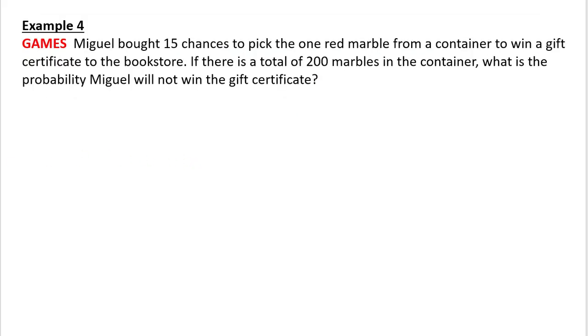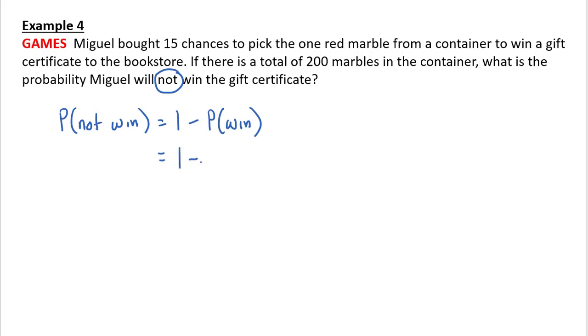So here, in this example, Miguel bought 15 chances to pick 1 red marble from a container to win a gift certificate to the bookstore. There are a total of 20 marbles. What is the probability Miguel will not win the gift certificate? Okay, so my probability of not winning is equal to 1 minus my probability of winning.